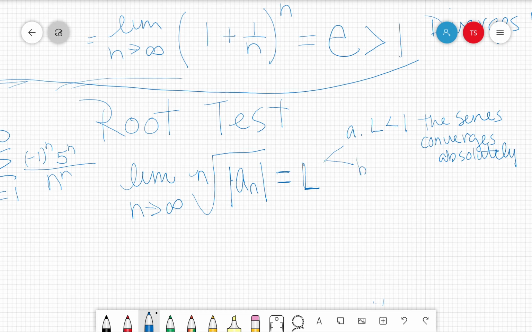If that limit L is greater than 1, the series diverges. And the third possibility is that L is equal to 1, and that means the test is inconclusive.